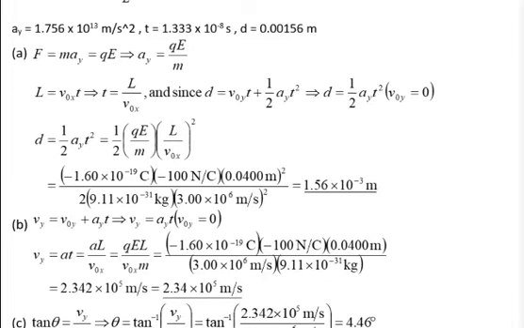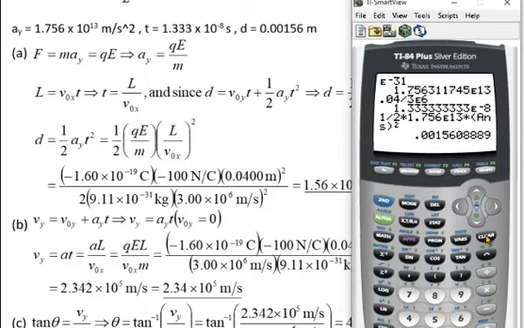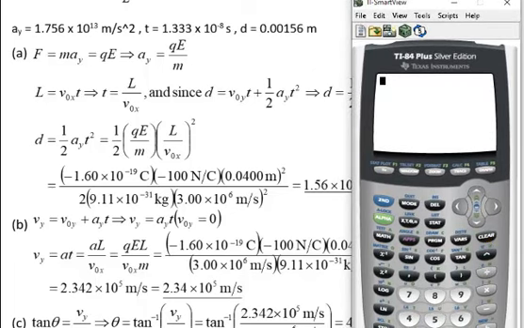So I'm going to use the calculator over here. So let's see. I think I'm going to clear this out a little bit. Yeah, simply what I had earlier, the 1.756 times 10 to the 13 multiplied by 1.333 times 10 to the negative 8. There we go. Hit the enter button, hopefully. And there we go. 234,000 meters per second, which is what they got. 234,000 meters per second.